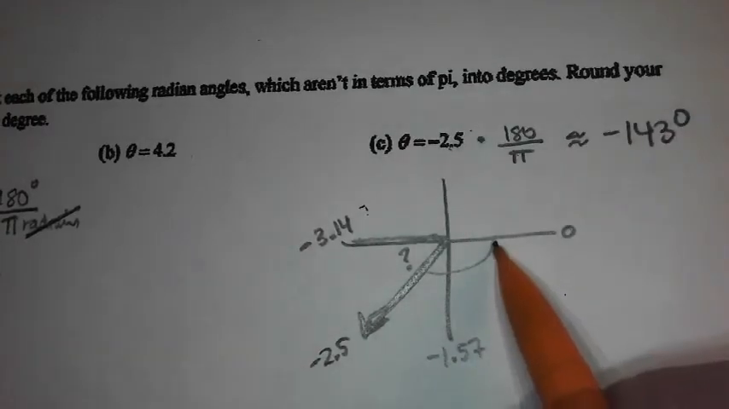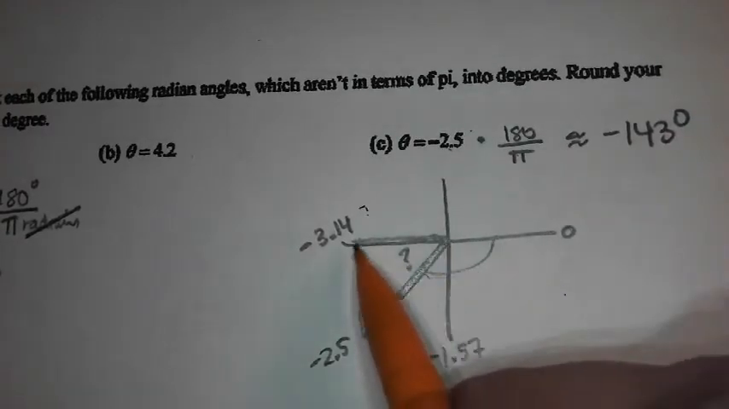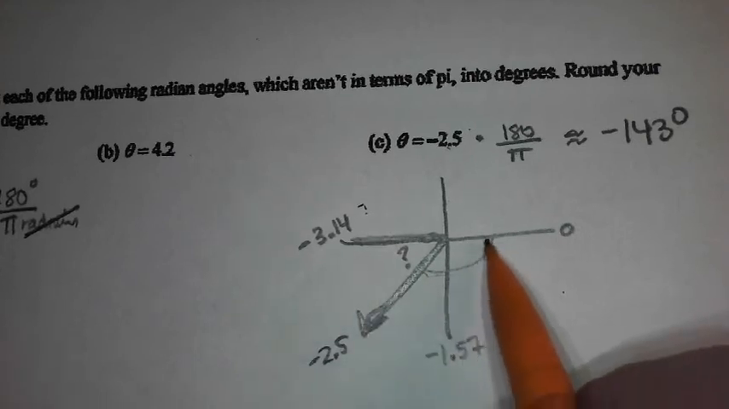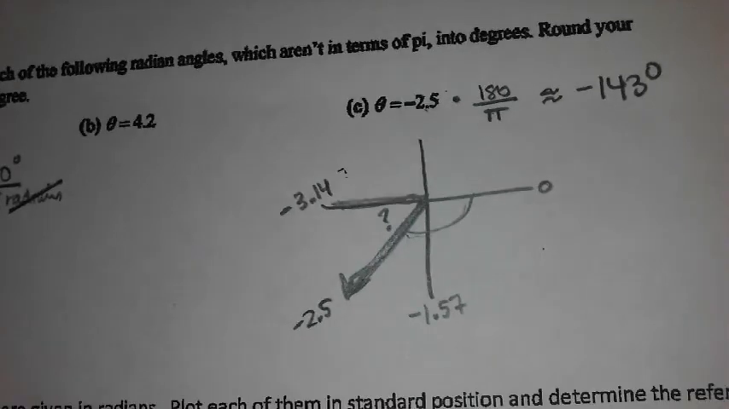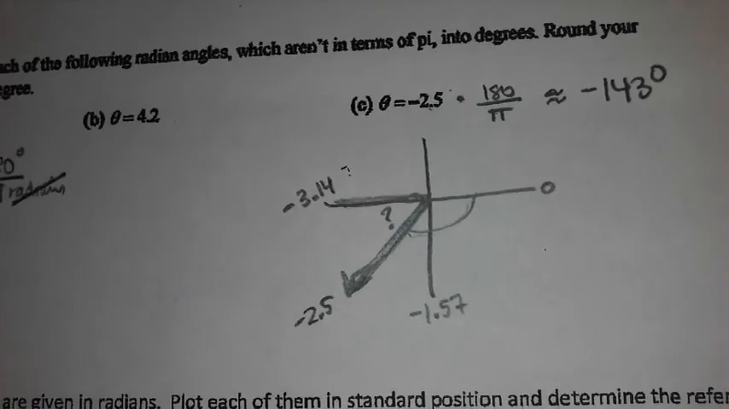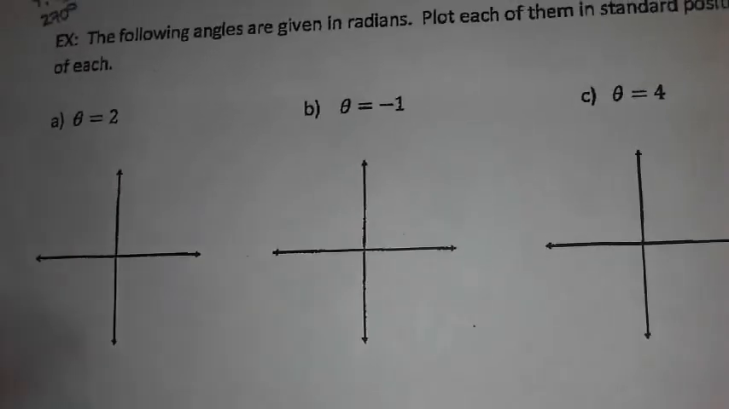We can all see, right? Negative 143 degrees. Here's negative 180. So negative 143 makes sense. It's falling in that 3rd quadrant. Okay? And then the last section.